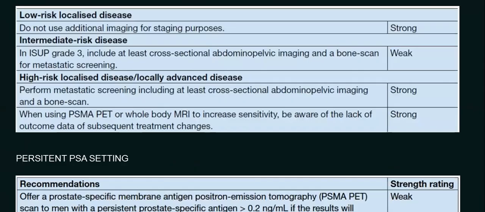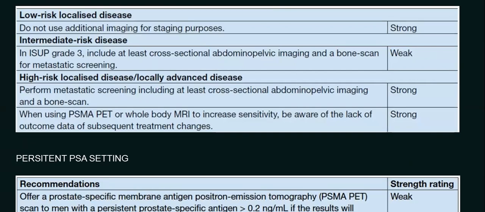So what do the guidelines tell us? In the primary setting, you can perform cross-sectional imaging and a bone scan in high-risk localized disease, and you can also do a PSMA PET. This is basically to pick up if there's any metastasis.